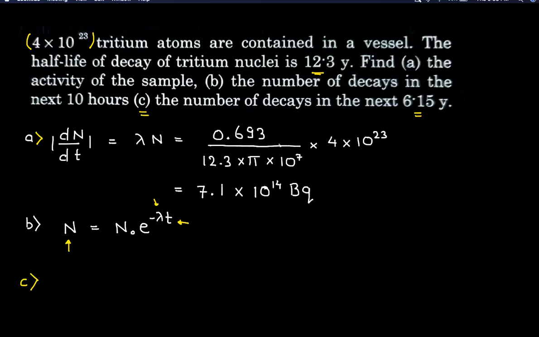No, Siddharth, that's not correct. Number of decays in next 6.15 years. It is not half life. If I ask you number of decays in next 12.3 years, then 2 into 10 to the power 23 is correct. It's not in half life.